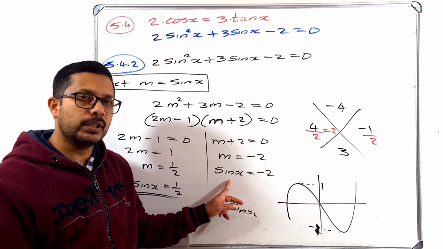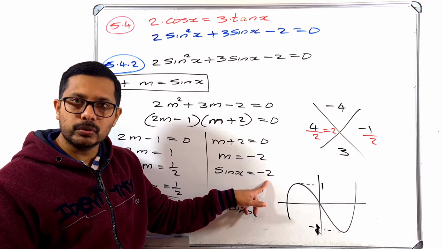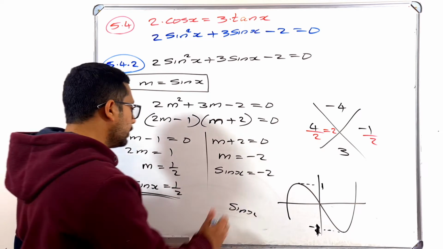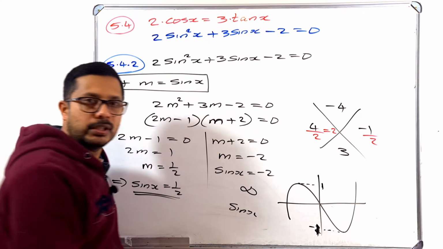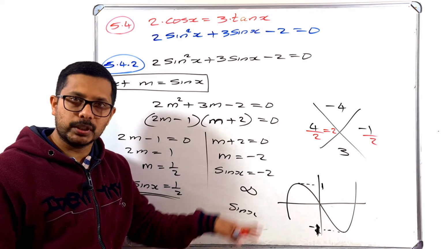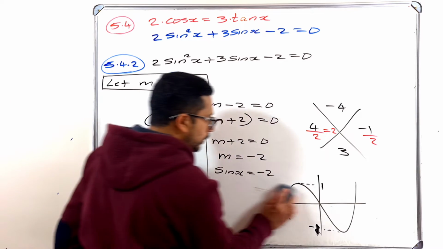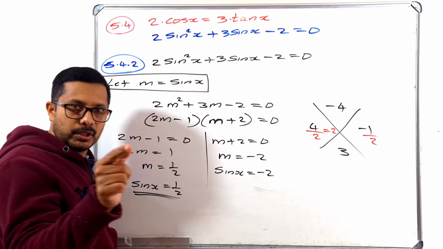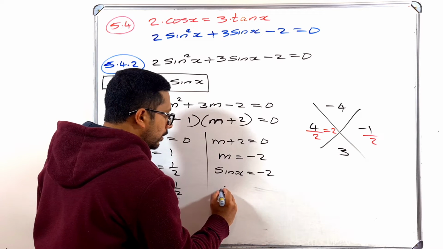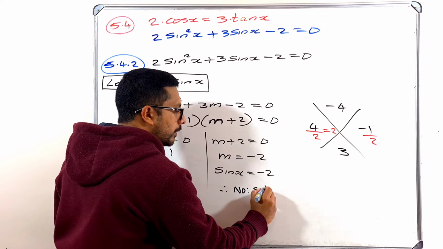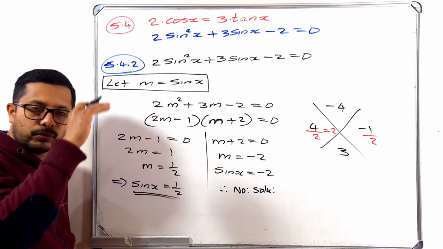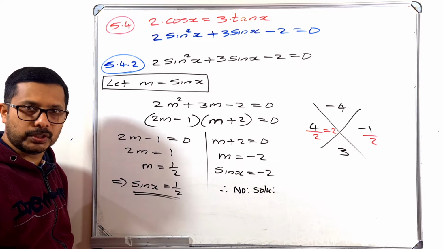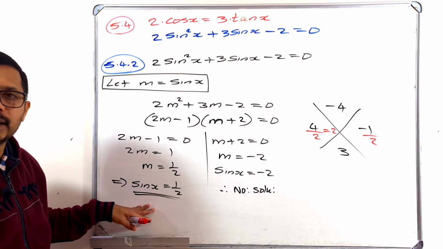Here the value of sine is minus 2, so you can't find a value for x. You understand? So sin x equal to minus 2 means it is not between minus 1 and positive 1. Therefore, no solution, because the maximum value of sine is 1 and the minimum value of sine is minus 1. So minus 2 gives no solution.